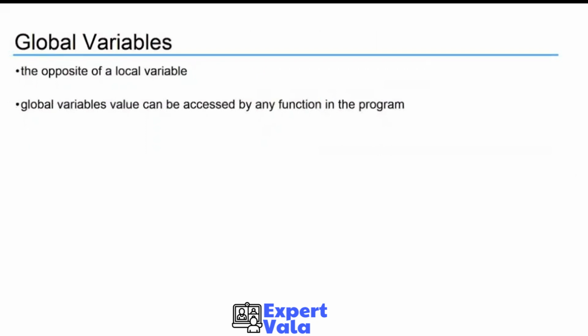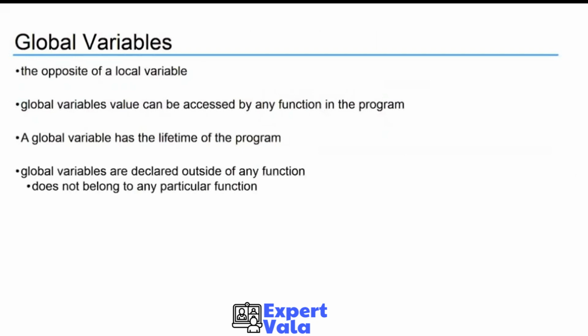Global variables are the opposite of a local variable. Global variables can be accessed by any function in the program. The way that you create a global variable is you just put it at the top, outside of any function. Global variables are declared outside of the function and they do not belong to any function.